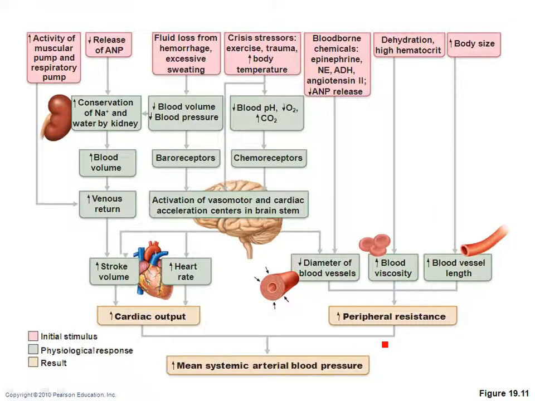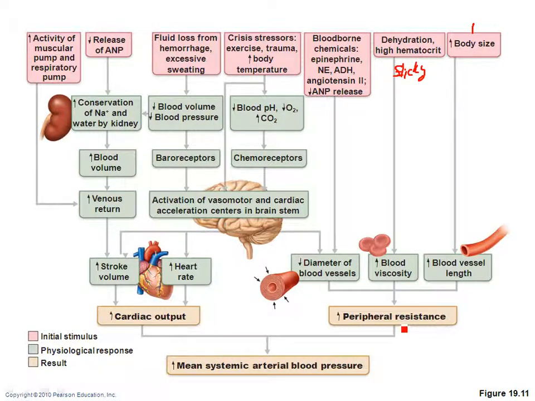Now my last slide, this is a really complex slide, but it shows you just how complex blood pressure really is. There's a lot of things that go on with blood pressure to keep it regulated. Up here you have all your stimulus. It could be body size, dehydration. What would you expect with dehydration? Your blood would be more sticky, right? If your blood's more sticky, you have higher blood viscosity. That's going to increase your peripheral resistance, increase your blood pressure.